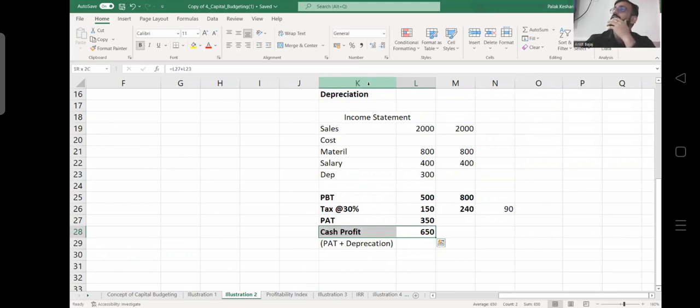Are you able to understand how I have calculated cash profit? Is this concept clear? Nothing else you have to do, right? Simply for calculation of cash profit, we have to add depreciation to PAT and you will get the cash profit, right? This formula you have to use.